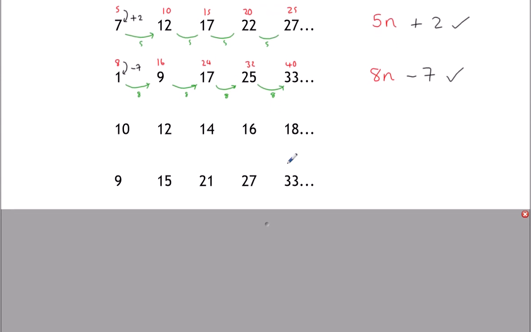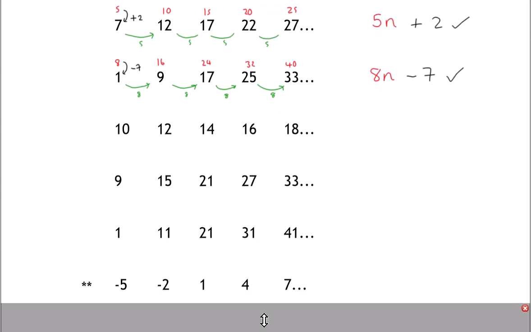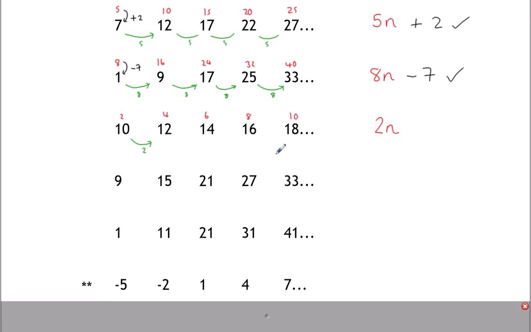Moving down a bit. The next one is going up in 2s. So it's the 2 times table, 2n, 2, 4, 6, 8, 10. Make sure you go from the beginning of the 2 times table on this top row, which some people get confused with, because 10 is in the 2 times table, but it's not the first number in the 2 times table. 2 is the first number.